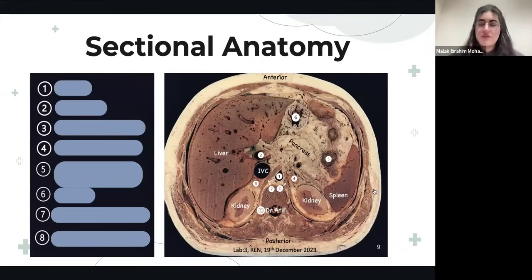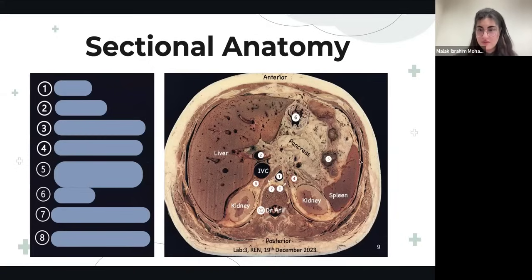Just be very familiar with the structures in case you get asked on any of them. But most of the time, whenever I looked at past questions on sectional anatomy, it would be the structures that are surrounding the kidneys. But do know all of them. It's only 8. Once you practice and test yourself on them multiple times, you get very used to them and you know what each one is.